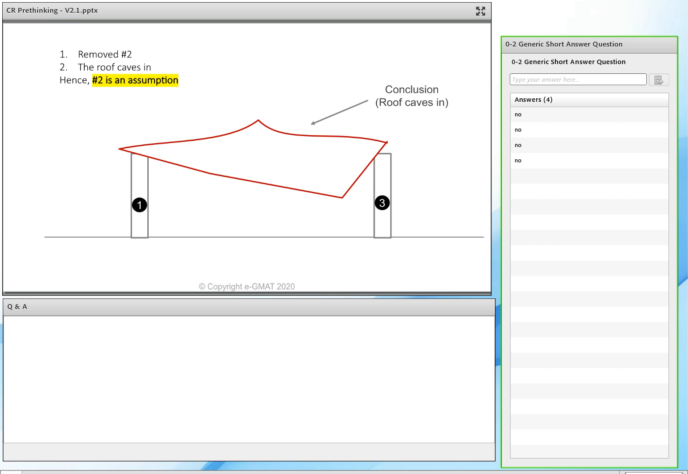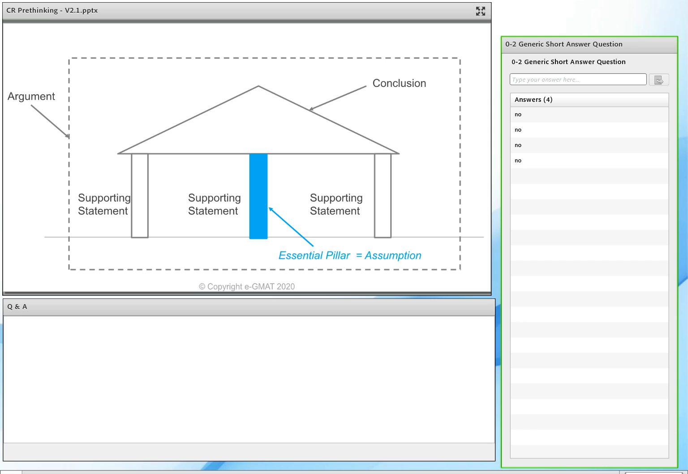So just as a visualization, if there's a piece of information which, if it's not true, if it's not present to support my conclusion, and in its absence the conclusion breaks down, that piece of information is your assumption. Okay, and that's why we call it the essential pillar or the must-be-true pillar of an argument.